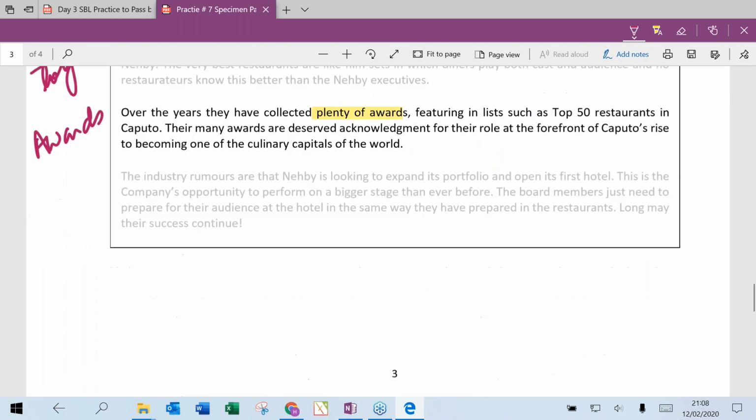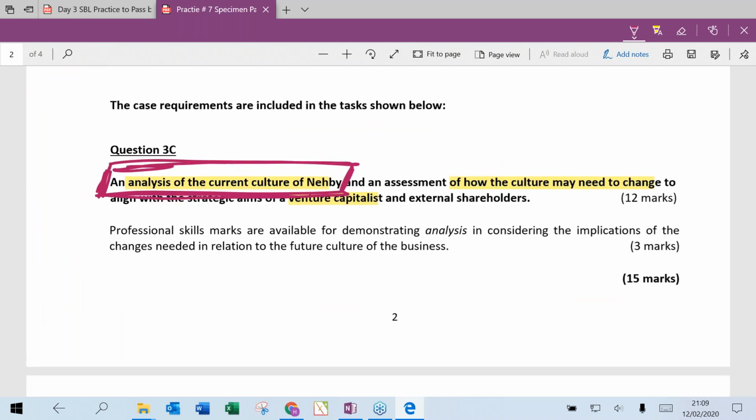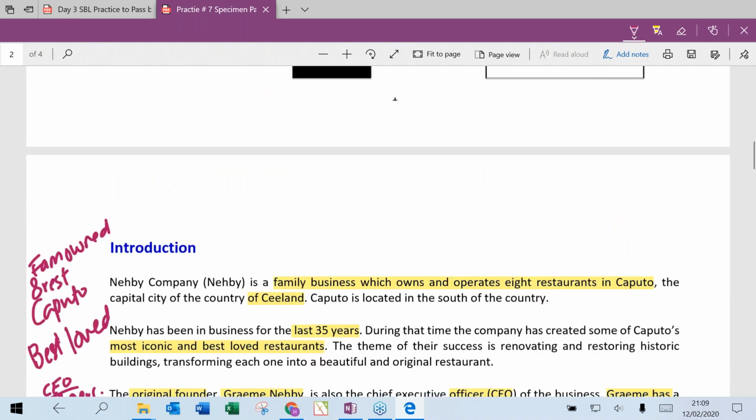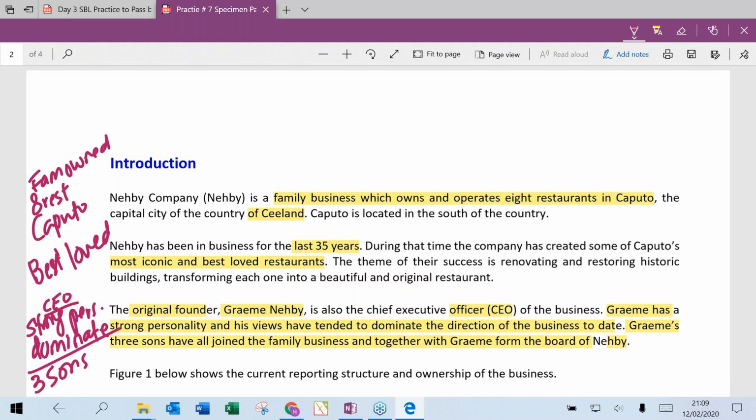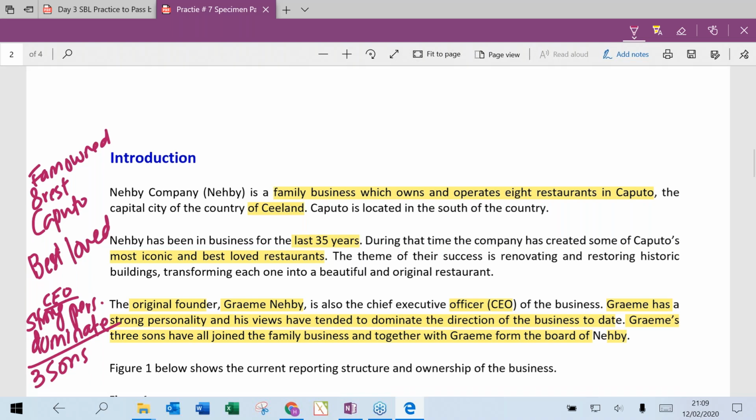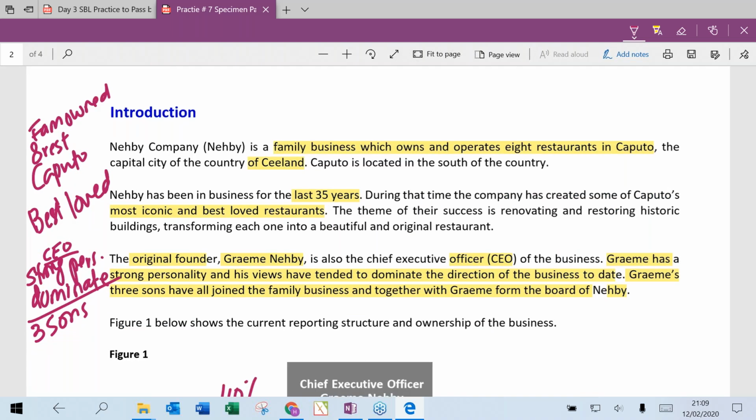Okay, that's it. So now the requirement is to analyze the current culture of the company. So can you imagine, it's a family owned business, 8 restaurants in Caputo. Who is the CEO? He is the original founder, Graham Nebby. He has been doing business for the last 35 years, and he's got a strong personality, and his views have tended to dominate the direction of the business. Where can I use this information?